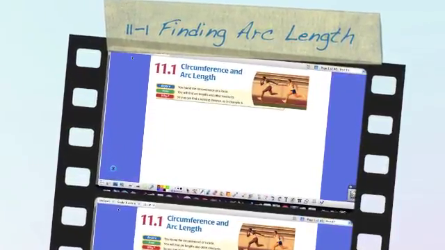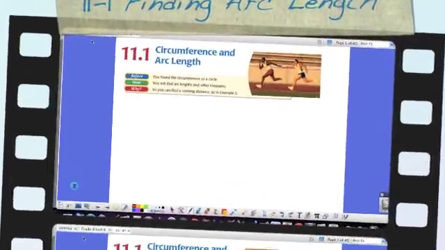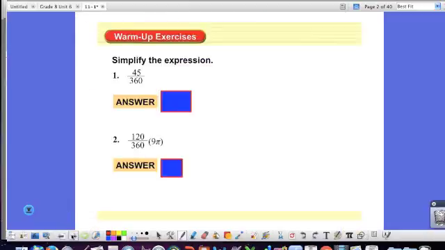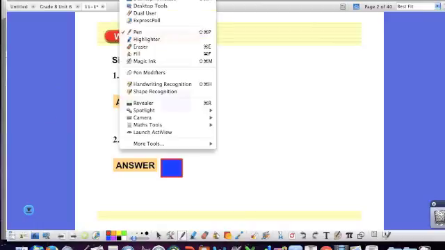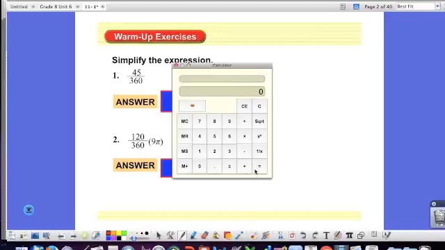So we've done these sections a little out of order. Here we are with circumference and arc length. Today we're going to learn how to find the arc length of a circle. First, simplify the expressions. So let's go here.